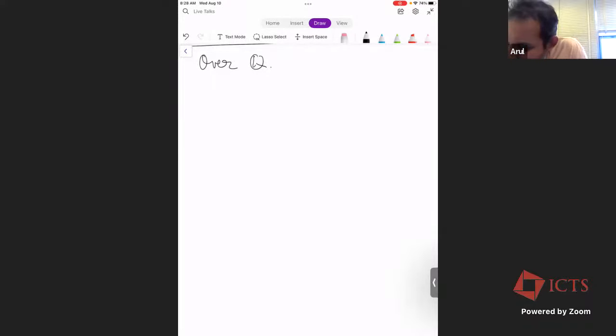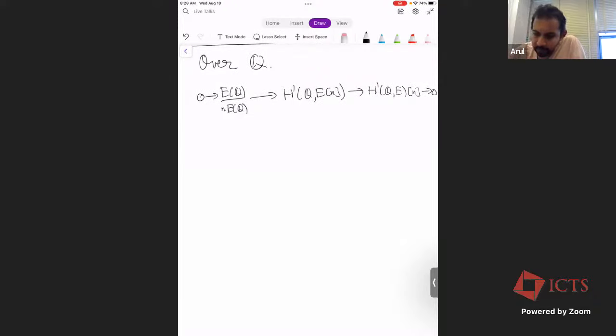Okay, so over Q, what do we have? We have 0 goes to E(Q) mod N E(Q). And if you'll remember, because E(Q) is finitely generated, E(Q) mod N E(Q) is going to control the rank of E. But this is mapping to H1(Q, E[N]). And we want to understand this object.